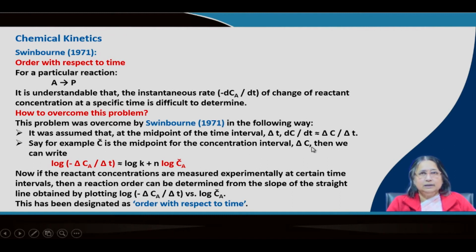If you assume this, then you can say that log of delta c by delta t is equal to log k plus n log c average. This is the same expression, but with his assumption that this is the midpoint of delta c, and instead of dCA/dt he used delta Ca by delta t. So, this is easy to understand.